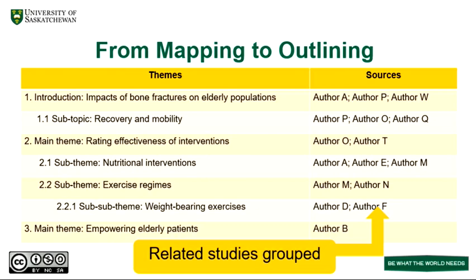The mind mapping provides that opportunity to really play around with the ideas, whereas the outline is a way to start envisioning how things are going to present themselves in order as you write your literature review.